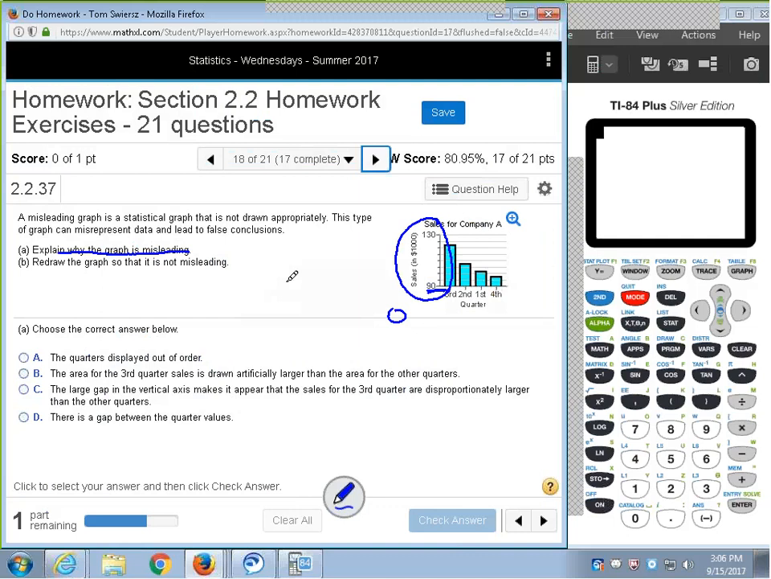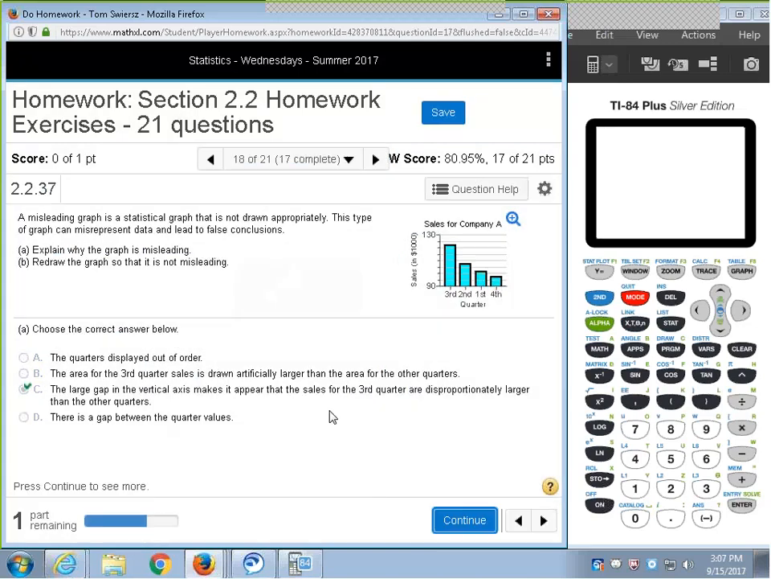Because it starts at 90, it's spread out more. So the large gap in the vertical axis makes it appear that the sales for the third quarter are larger than the other quarters, but there's not that much of a difference if we went from 0 to about 130 or 125 to get everything. Okay? So because of that, that large gap in the vertical axis makes it appear that the third quarter is proportionally more than it really is.